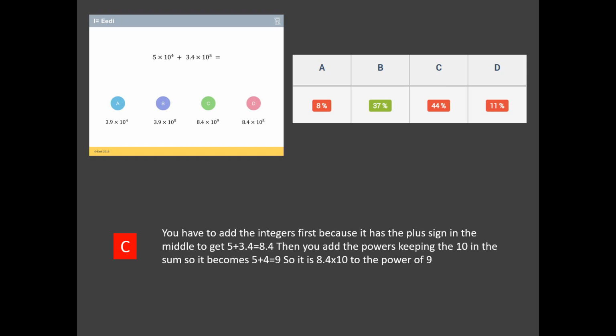So it goes back to that challenge that I set you at the start. How would you help that student out? How would you show them that the way we've just done it is the right way, and the way they've done it is the wrong way? So have a think about that.